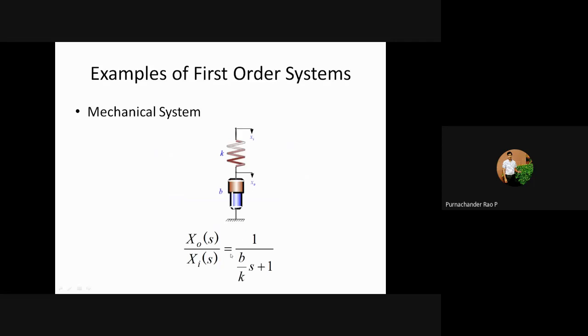Okay, for the mechanical system it is b by k. I have taken m. You can also take spring and dashpot.